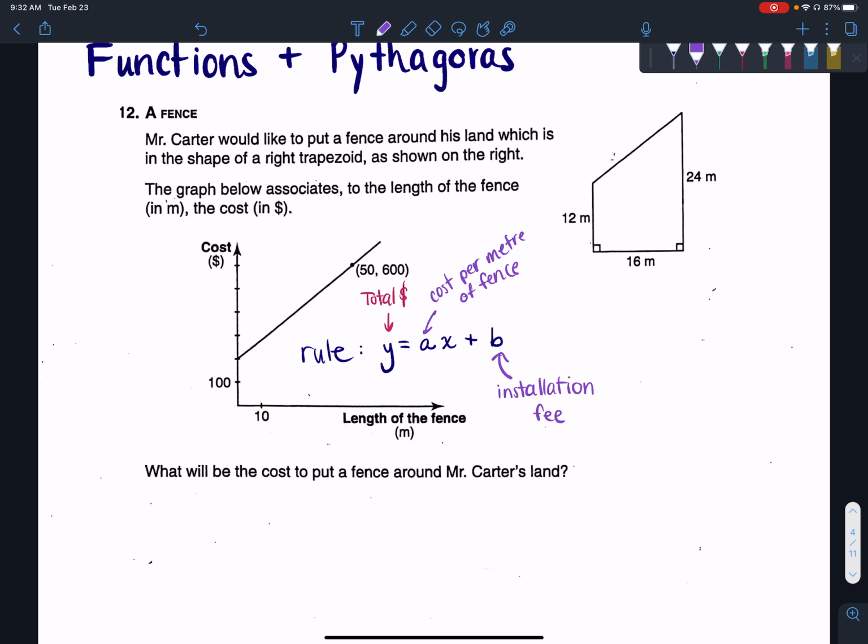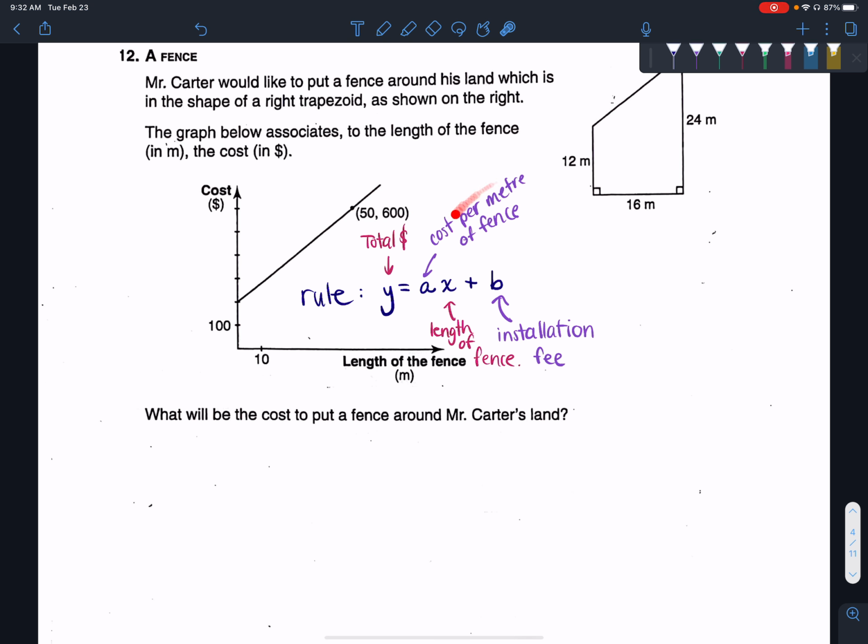So it's important to understand exactly what's happening so that you can figure out where you need to go. So here, if we figure out the total amount of money that we're spending, we need to know the cost per meter of fence, and we need to know the installation fee. If we want to know how much money we're spending on this particular fence, we also need to know the length of the fence. So that's going to be another thing in here, length of fence. So these are all things that we need to find. The total money you can only find once you have this rule, since all of this is how you're going to calculate it.